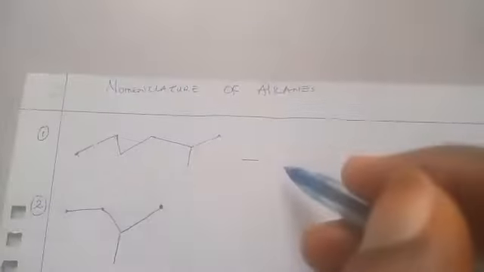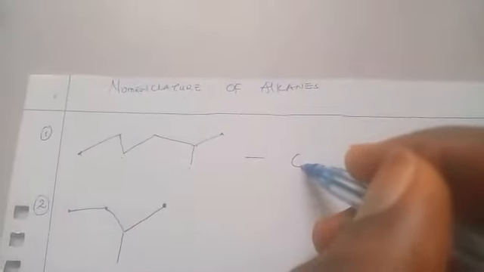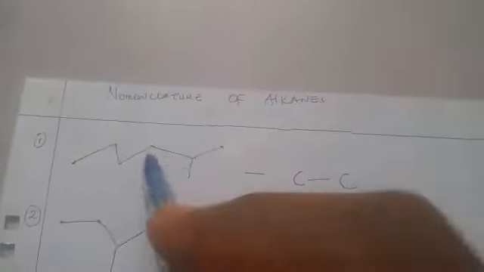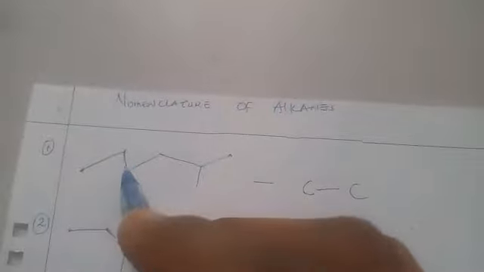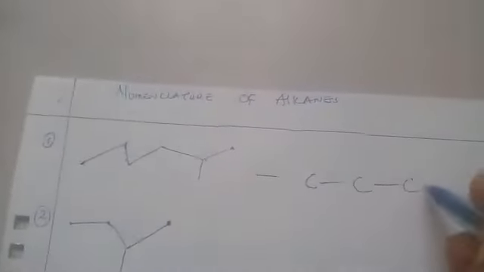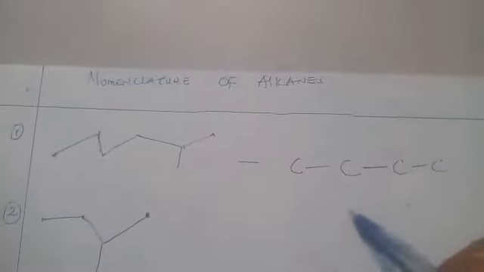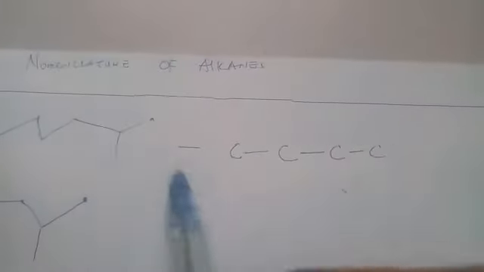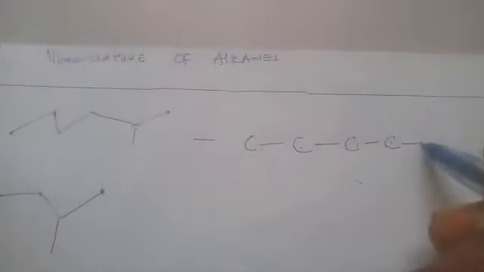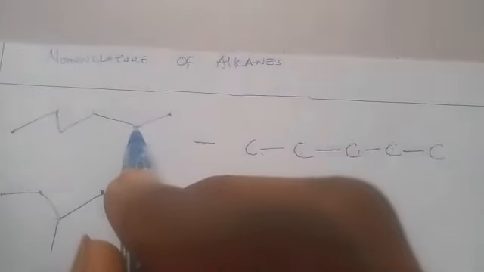The first carbon is C. There's a single line, then another C, another line, another C, another C. I hope you're following. We have 1, 2, 3, 4 C's now. There's another C, and now there's a C below this.